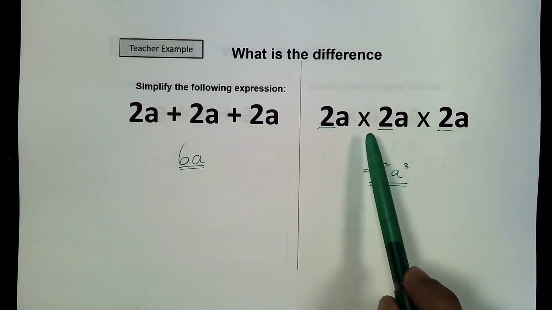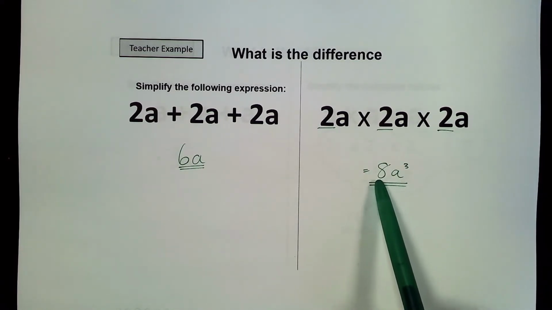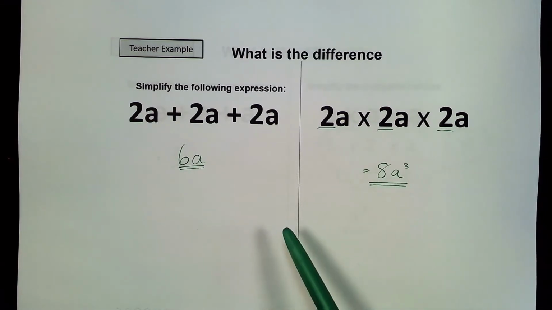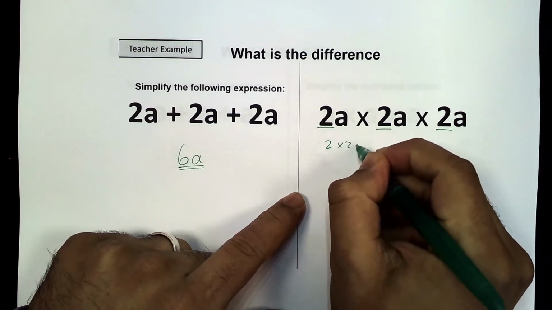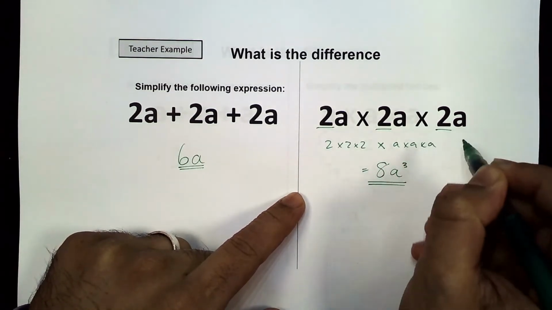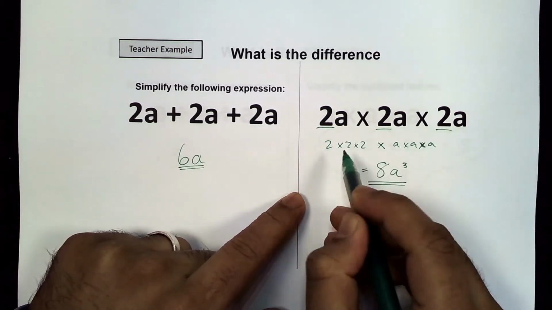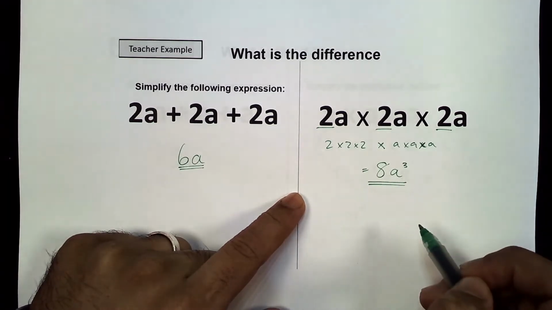When you're writing a letter times a number, you just write them next to each other. So 8 times A cubed. Okay? So if you prefer, you may think of it as 2 times 2 times 2 times A times A times A. Okay? So that's 8 times A cubed, which is 8A cubed.